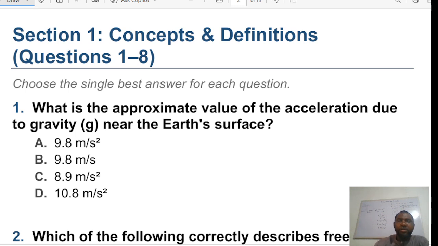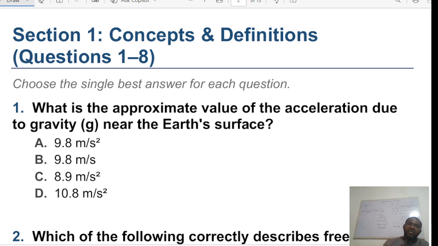In this video we are going to be looking at different MCQs, multiple choice questions on motion under gravity. A little theory, and a lot of it is going to be calculations. So we start with the first one.